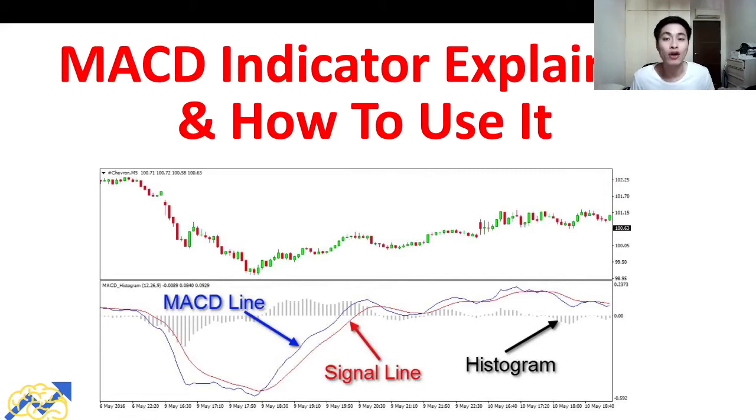What is MACD and how do you use it? In this MACD indicator explain video, I'll be sharing with you how the MACD indicator works and how to read the MACD so that you know how to use the MACD indicator effectively in the stock market. So if you're wondering how to use MACD, this MACD indicator tutorial is for you.